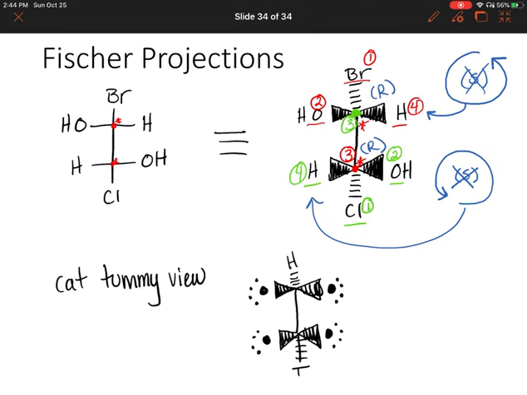Okay, so that's it for chapter 5. And again, Fischer projections are going to come up in the future. So I wanted to introduce them here since it has to do with geometry and R and S configurations. All right, so we are done with chapter 5.